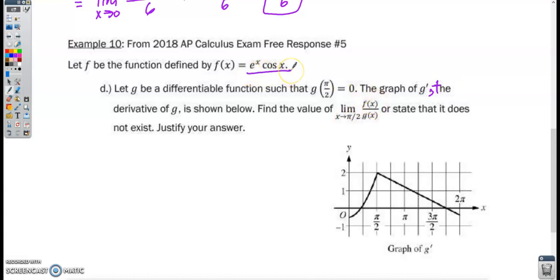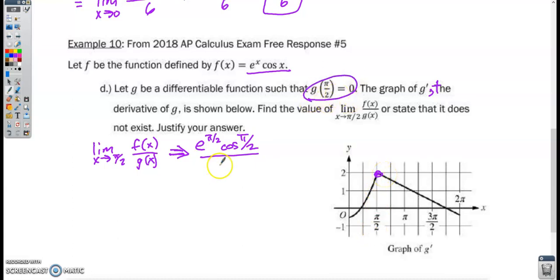I put pi over 2 into this. So I'm taking the limit as x goes to pi over 2 of f of x over g of x, which is going to be, notice I'm not writing that this is equal, e to the pi over 2 cosine of pi over 2 all over g of x at pi over 2, which is 0. Cosine of pi over 2 is also 0, so this ends up being 0 over 0, an indeterminate form. Use the arrow, not the equal sign, if you're going to write this. And then I apply L'Hospital's rule.